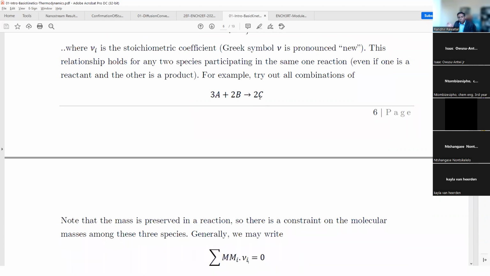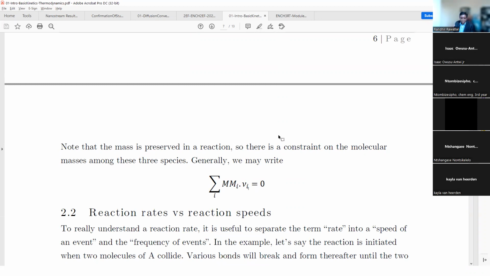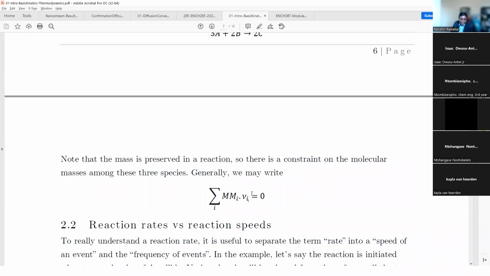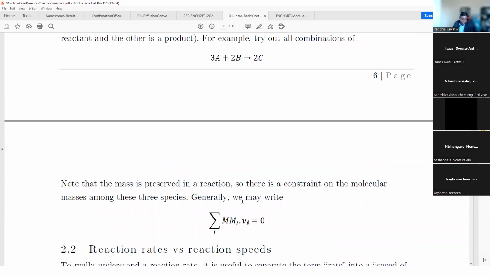I know you know all this. I know in chemistry and even in high school, you already know all this stuff, but we are, in a way, for completeness, saying it again here. So if you look at this reaction, we can count the mass involved in this reaction. So we can say 3 moles of A react.